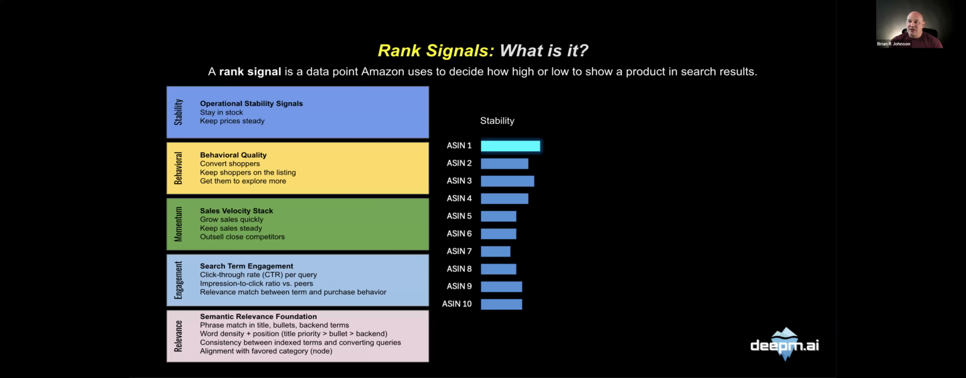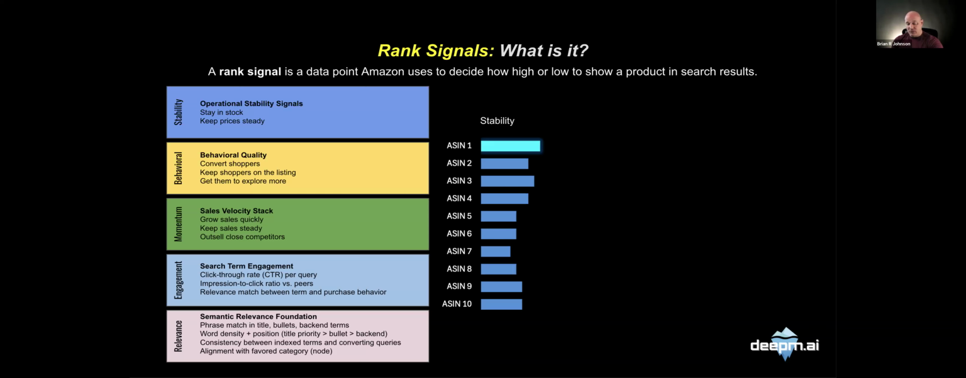Behavioral, as far as how long, some of the things that Amazon keeps more private, things like how long did they hang out and read your product listing. And there's a number of things as far as stability. Stability, I would say, falls more into that retail readiness. Things like, am I in stock?